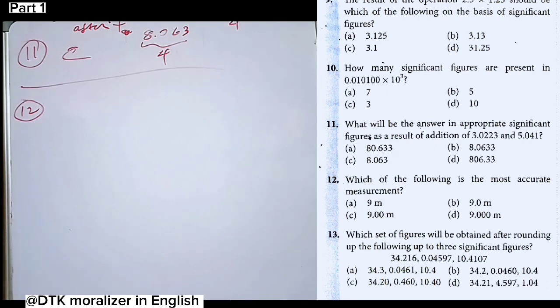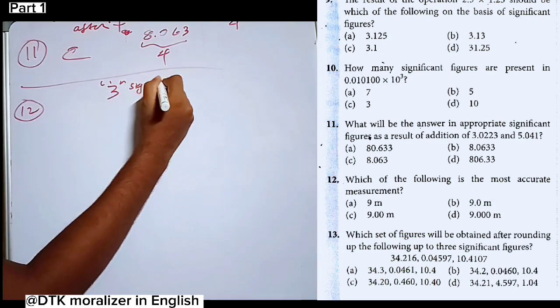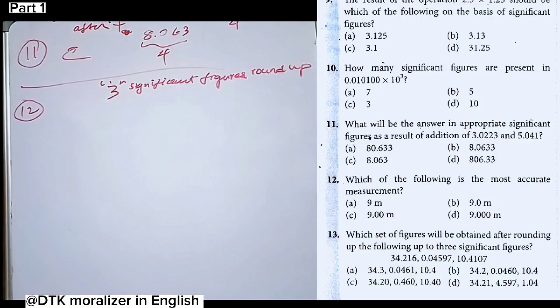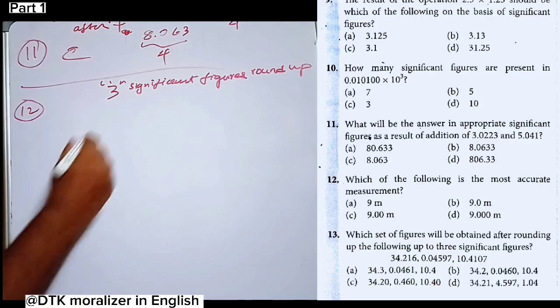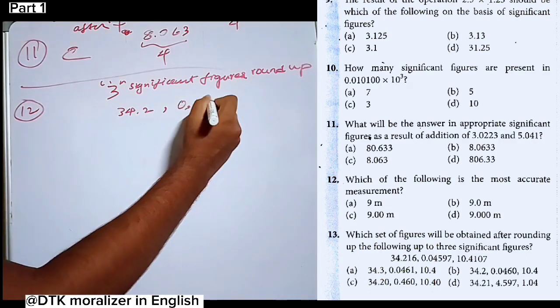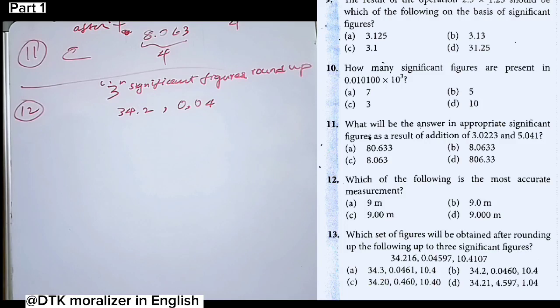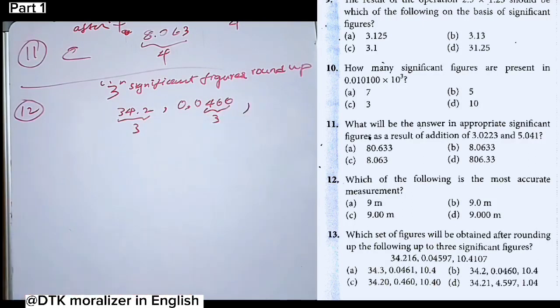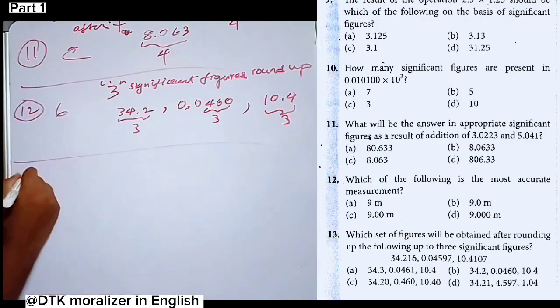Now question number 12. Which of the following is the most accurate? Here, as you can see, I misplaced the wrong question. So which set of figures will be obtained after rounding off the following up to 3 significant figures? So here the 3 options. This question is for question number 13. I forgot to mention and skipped the question, unfortunately. So please stay attentive here. When we round off question number 13 to 3 significant figures, here as you can see, option B would be right.